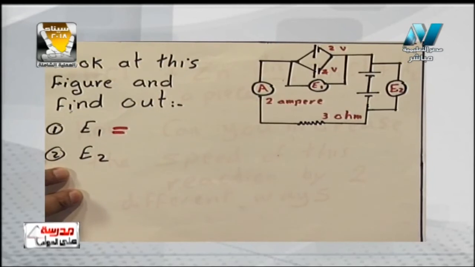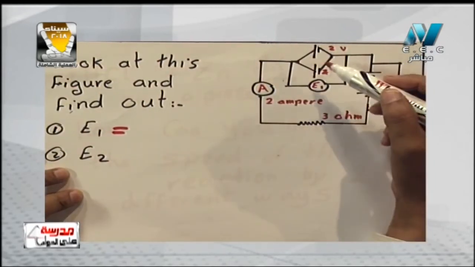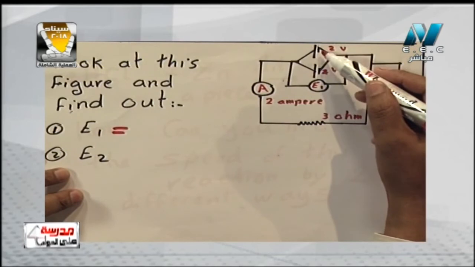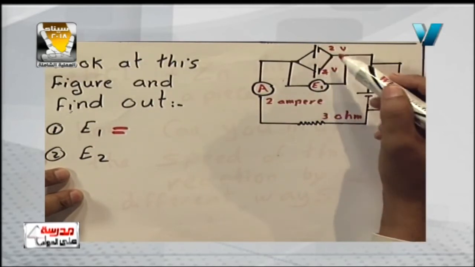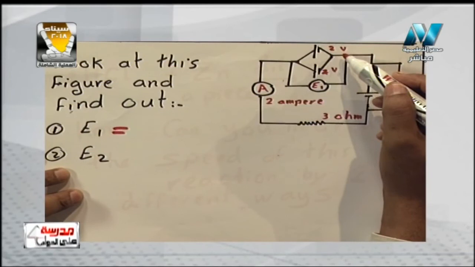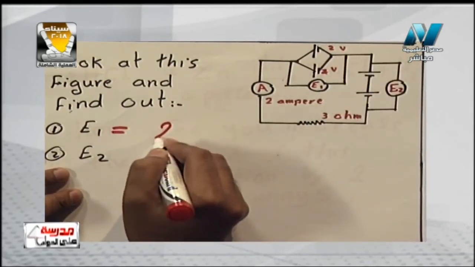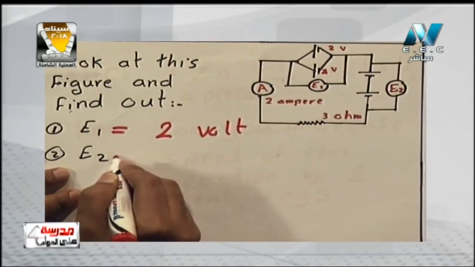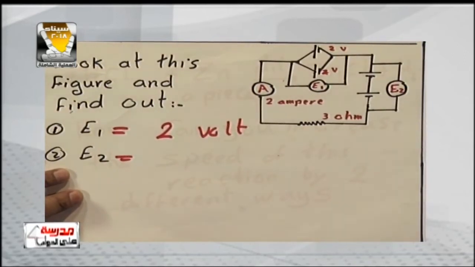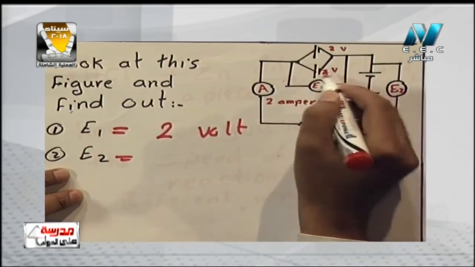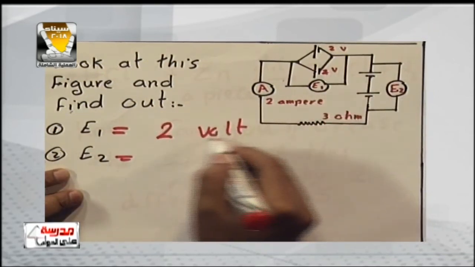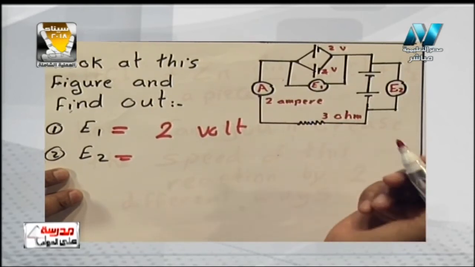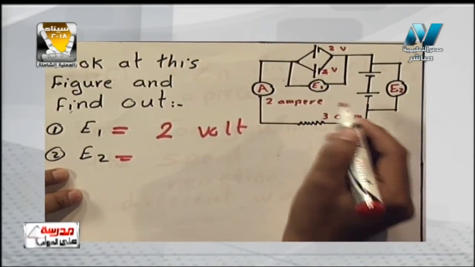What's E1, Mr. Muhammad? E1 is 2 volt, because the two dry cells are connected in parallel and each one is 2 volt. But what about E2? The two cells here are in series connection, but first I need to get the EMF for the whole two batteries. How can I get it?